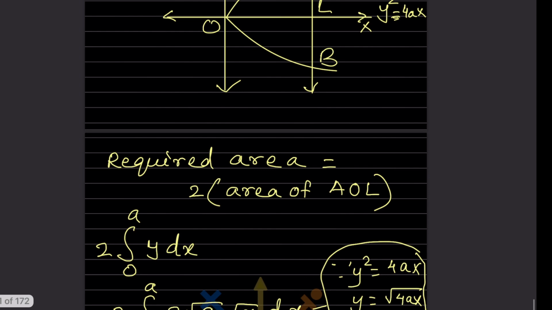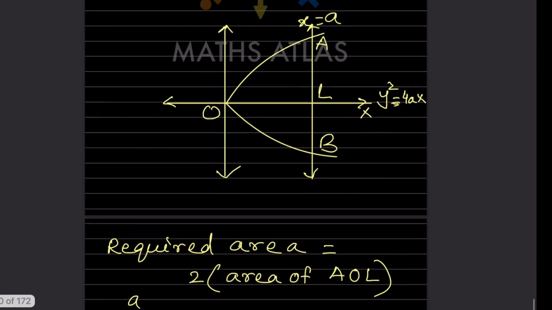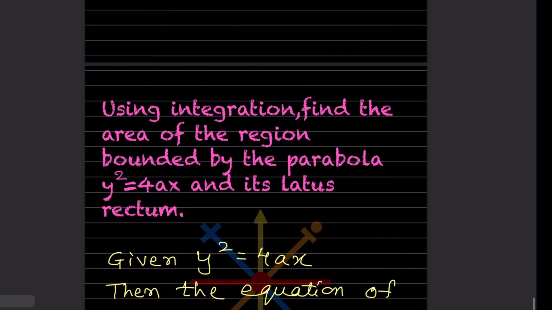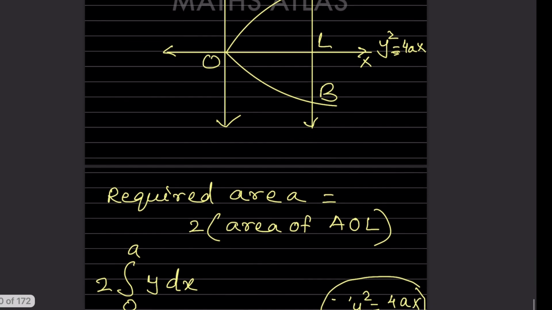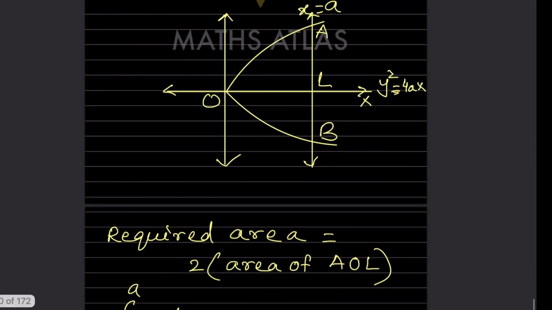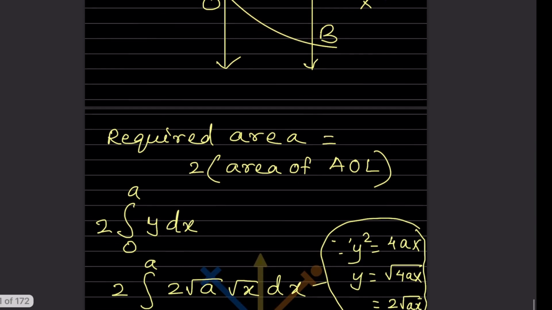So now the required area means it is twice the area of, see here it's given, find the area of the region bounded by parabola y square is equal to 4ax and its latus rectum. So the required area is twice the area. This is a. See, can you see here? It is twice the area of AOL. It's the same. So it is twice the area AOL.